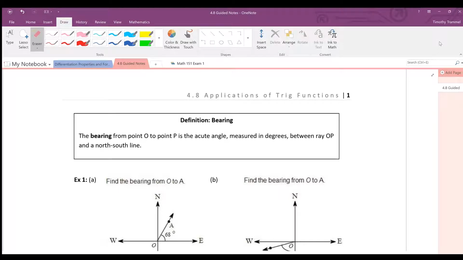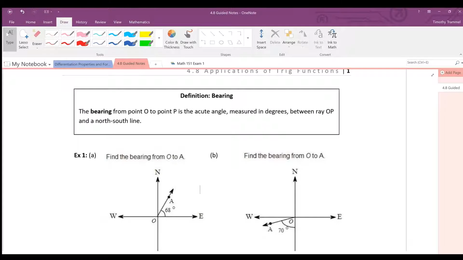Section 4.8, we're going to be focusing in on a few applications, and there are many applications, but we're going to focus in on a few of them for these trig functions. Now, the first one that we're going to do really has to do with navigation. And in order to talk about this, we need to understand bearing. Bearing is really just how we're going to describe direction.